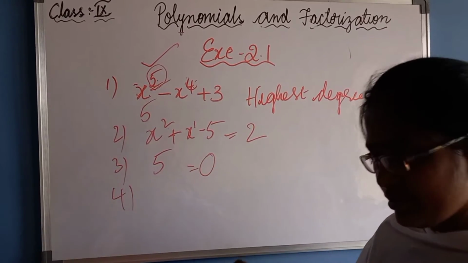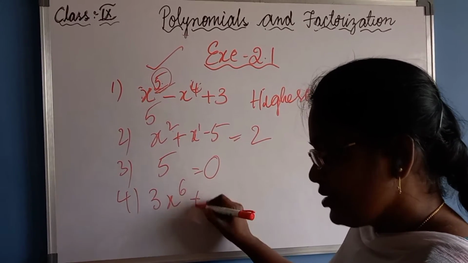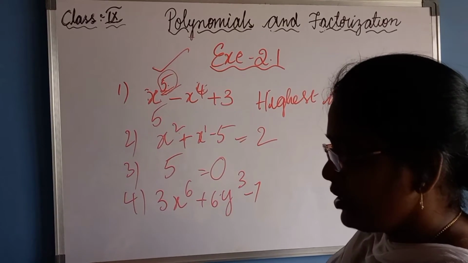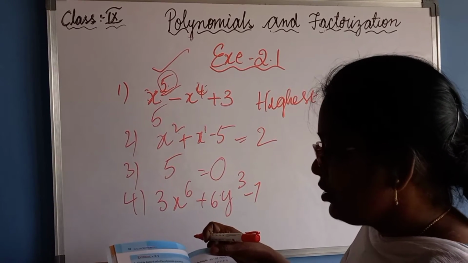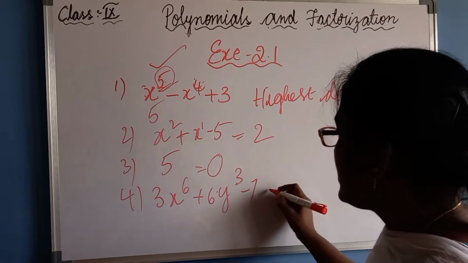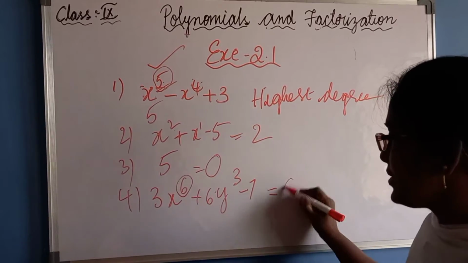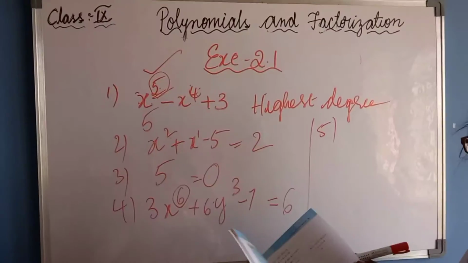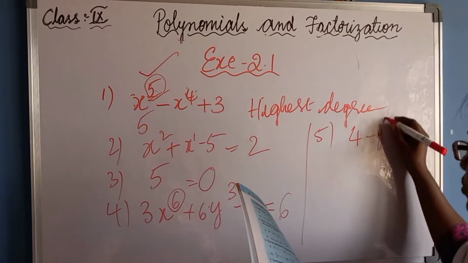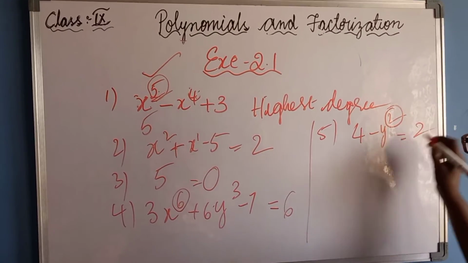So it is a constant. Now the fourth sum is 3x to the power of 6 plus 6y cubed minus 7. In this, which is the highest degree? 6. Now coming to the fifth one, 4 minus y squared. In this variable, which is the highest one? Degree 2. So the answer is 2.